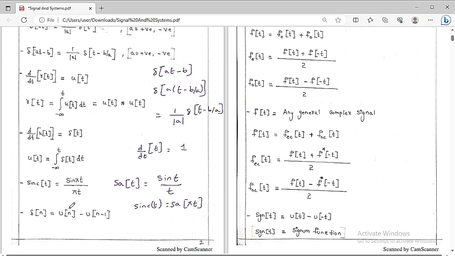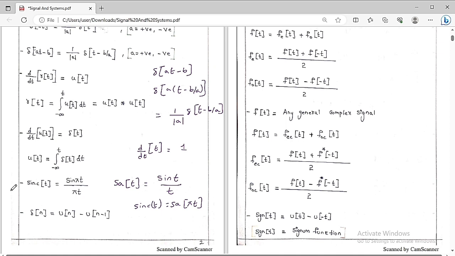Then comes the other formula, delta of n is equal to u of n minus u of n minus 1. That is the first difference of the step signal, and then we get the impulse signal in the discrete time domain. Whereas the previous concepts were all about continuous time, this one is regarding the discrete time domain. So delta of n is equal to u of n minus u of n minus 1. The first difference of the step signal gives you the impulse signal in the discrete time domain.